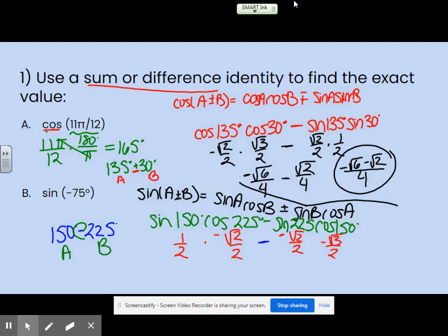From here, I get to multiply straight across just like before. I get negative radical 2 over 4 minus, I have a negative radical 2 times a negative radical 3, which gives me a positive radical 6 over 4, but the subtraction sign is still there. So if I combine those two fractions, I get negative radical 2 minus radical 6 all over 4 as the exact answer for sine of negative 75 degrees. All right, I'll give you a second just to catch up, and then we'll move on to our next one.